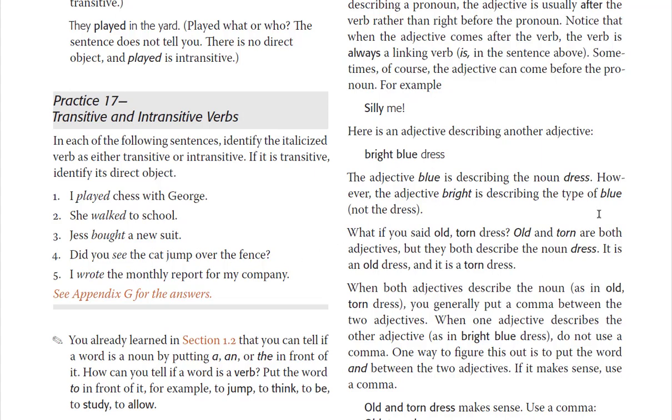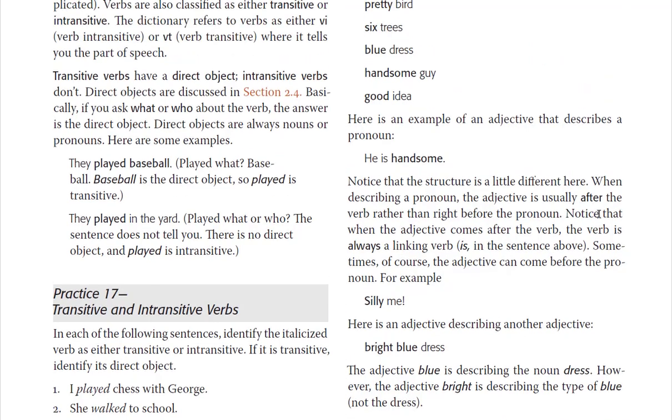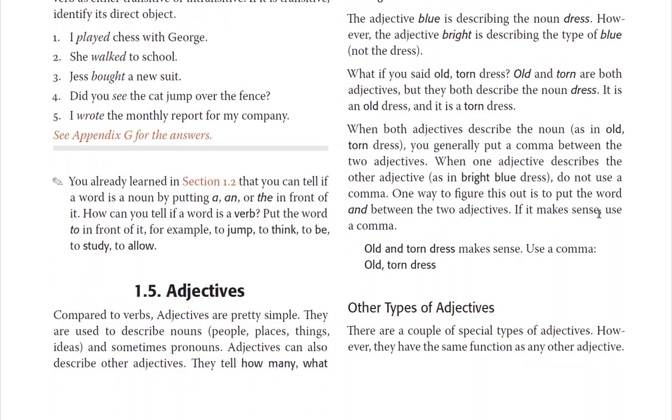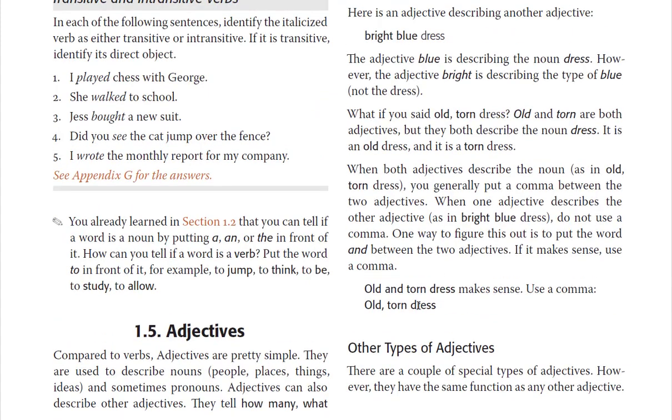You could always go to Appendix G for more answers. And I think it goes on to adjectives. Yeah, so adjectives are pretty simple. They're just words that describe nouns and usually come before a noun. So adjectives usually come before a noun and describe the nouns.